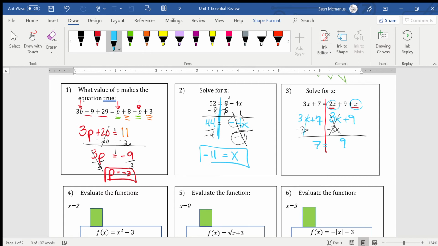So I get 7 equals 9. And you're probably looking at that and wondering, how is that possible? Well, it's not possible. So that means there's no solution. If I ever get an answer where the final outcome of all the work I did, if I do it all correctly, is one number equals another number that is not the same, then that means there was no solution. There's no value of x I could plug in up here that's ever going to make this scale balanced.